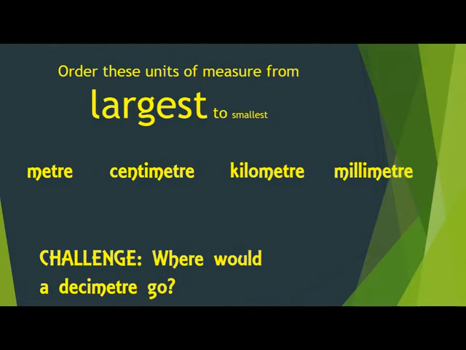So, making sure you're spelling these correctly as you write them down, I'd like you, in your books or on your paper, to order these units of measure from largest to smallest. We've got metre, centimetre, kilometre, and millimetre.